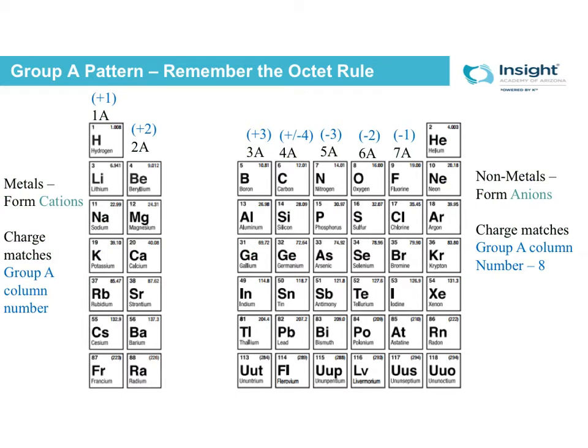You do want to remember your group A pattern. All right, so again, if you haven't already, take a screenshot of this. If you have a periodic table that you use, you can even add this at the top so that you remember the patterns, because you will not be given the charge of these ions. You will be told that you're going to deal with chlorine, and you have to know that because chlorine is in group 7A, it'll form a -1 ion.